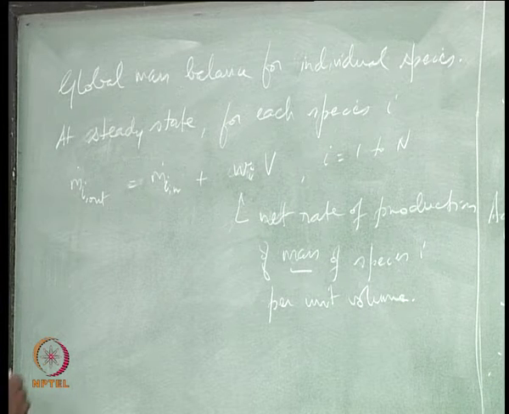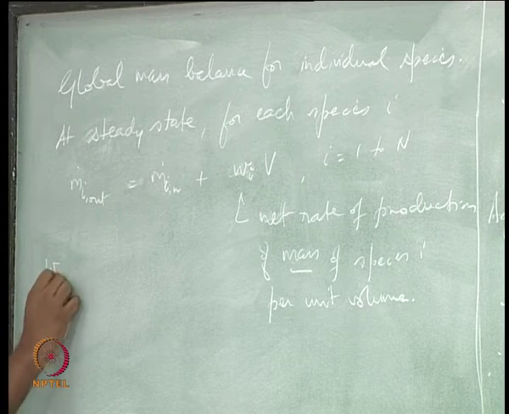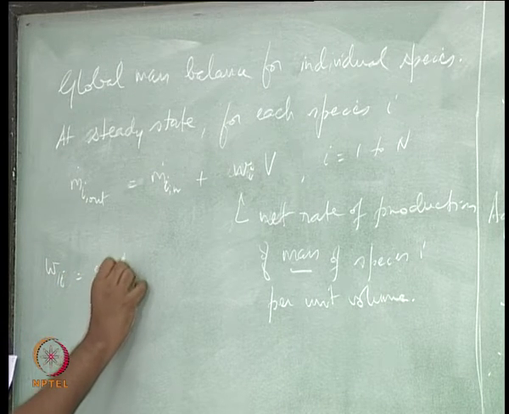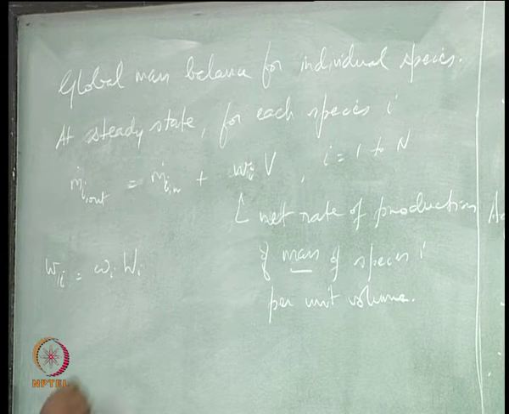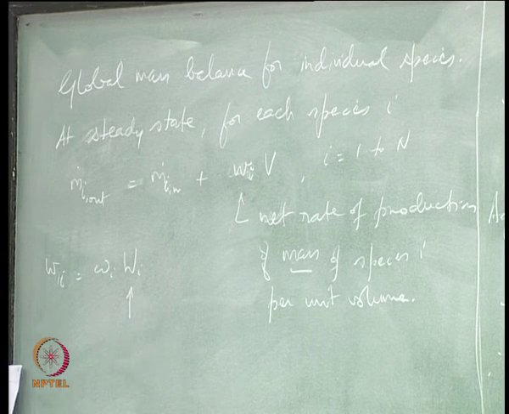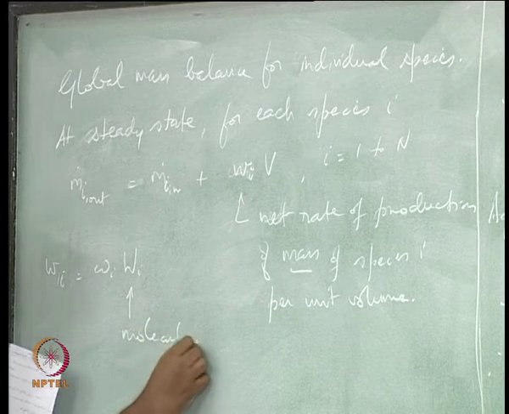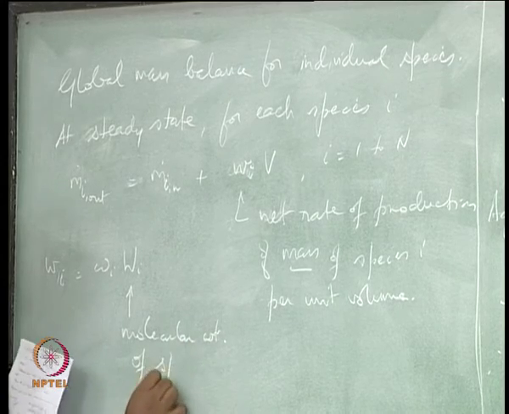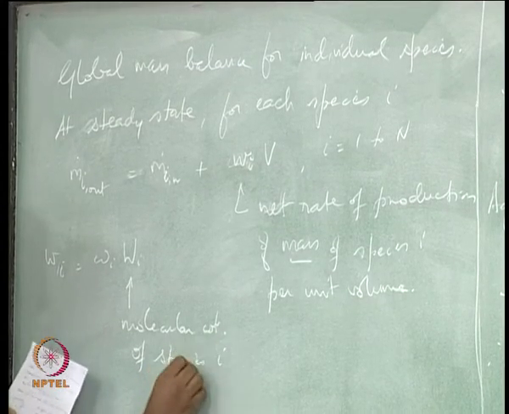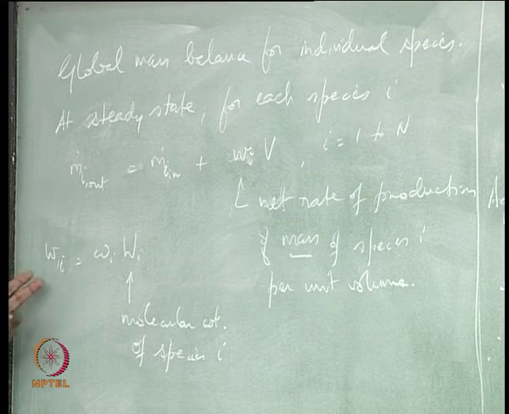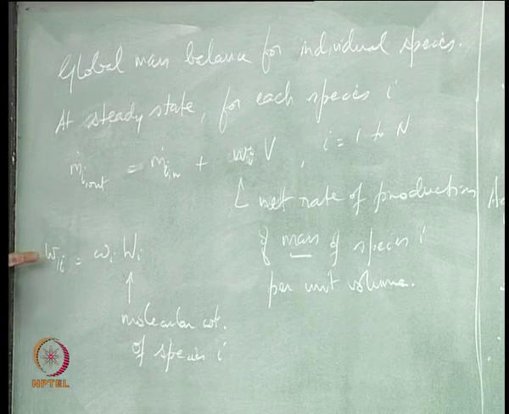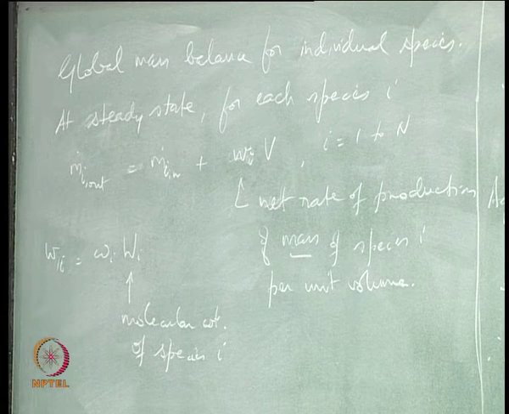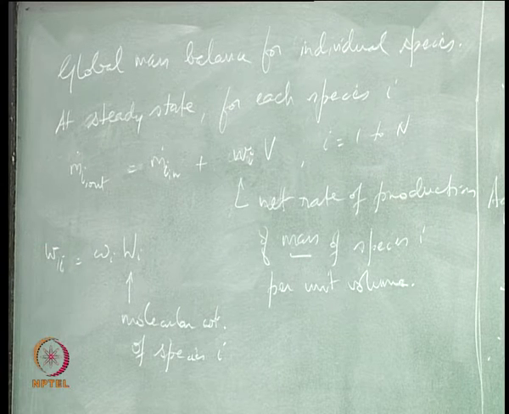So we know that w i is equal to omega i times capital W i, where capital W i is the molecular weight of species i. The distinction between my W's and omegas is that you have this little curly thing for W's, whereas that is absent in the omega. So you have to look for that little thing there.